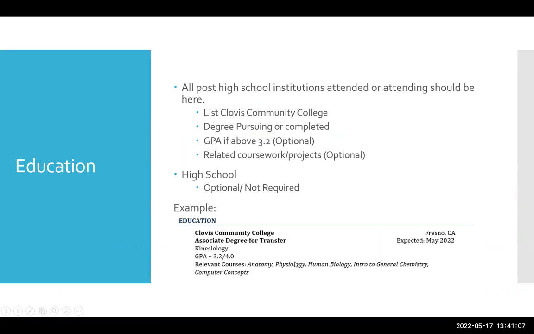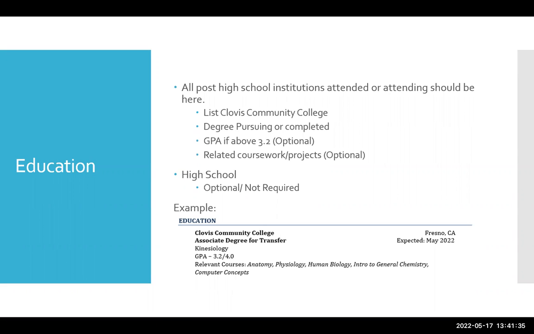For education, you do want to make sure that you put all post-high school institutions that you've attended or attending. You want to start off with Clovis Community College and then make sure that you list a degree that you're pursuing or completed. And if you have a GPA above 3.2, I would highly recommend that you put that there. That's great bonus points that you want to make sure that you talk about in your resume. And then optional, but again, highly encouraged, is related coursework or projects.